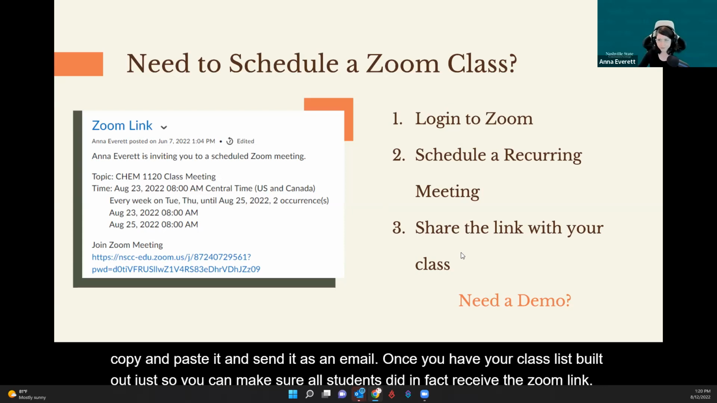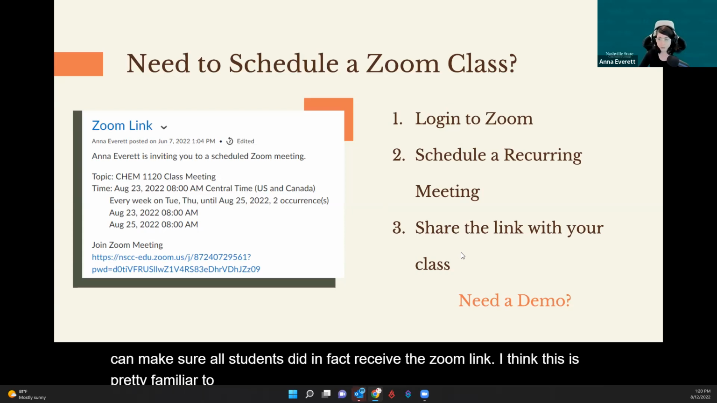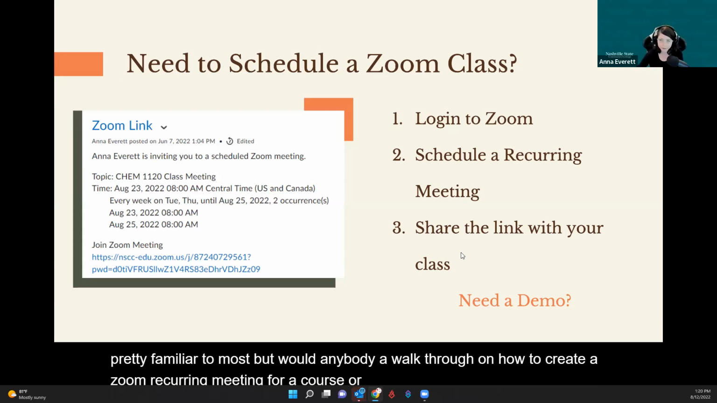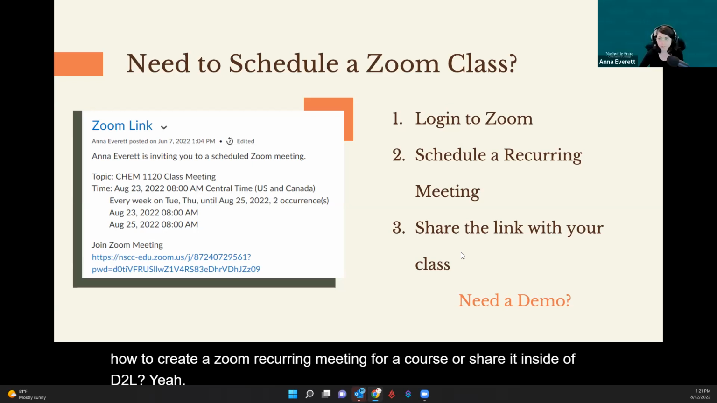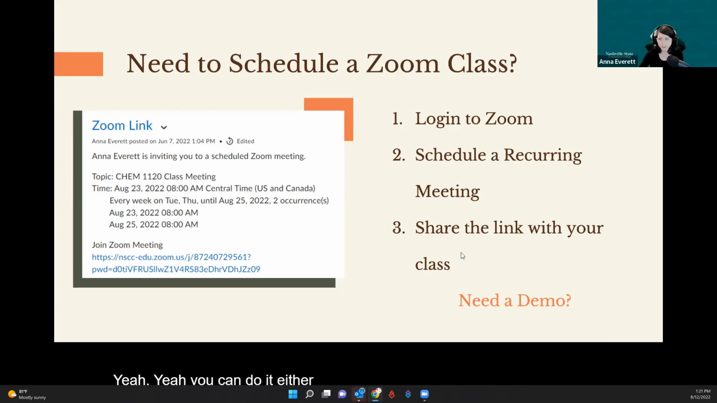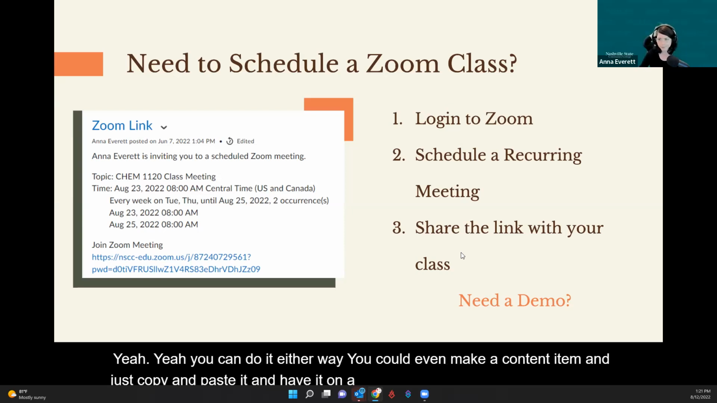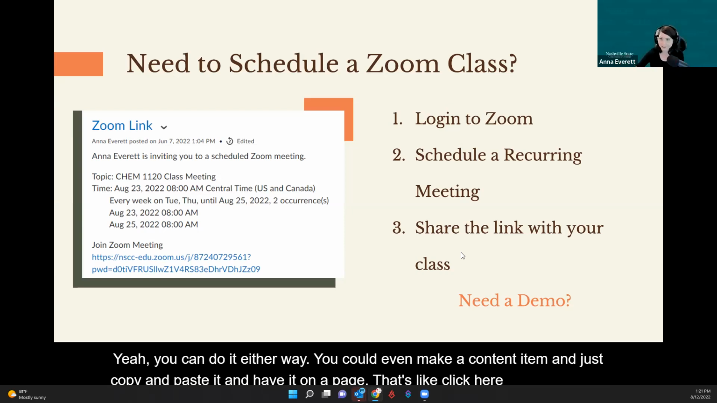I think this is pretty familiar to most, but would anybody like a walkthrough on how to create a Zoom recurring meeting for a course or share it inside of D2L? That's a great idea, copying and pasting that into the news. I think I sent it in an email last time, but that is a great general way to share that. Yeah, you can do it either way. You could even make a content item and just copy and paste it and have it on a page that's like, click here, this is the Zoom link.